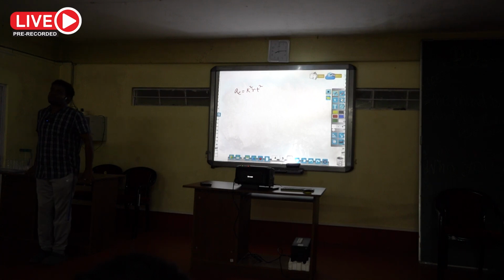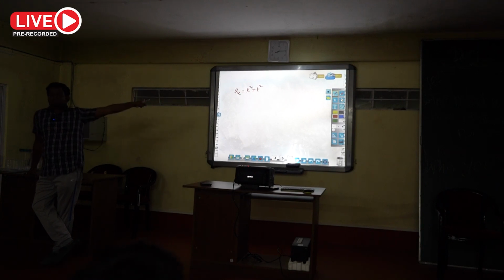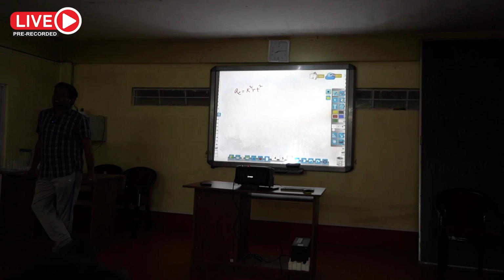See, in uniform circular motion, centripetal acceleration is v square by r. And see here, it is depending on time. Means the particle is not moving with uniform speed. It is circular motion but non-uniform. So that's why centripetal acceleration is a function of time. So the speed of the particle is continuously changing.